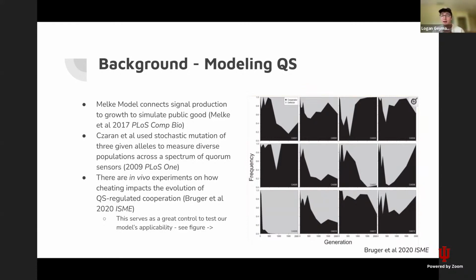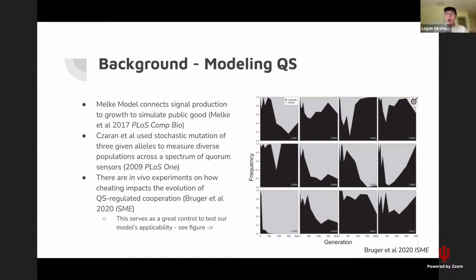And then the Sarzan et al. model used stochastic instead of fitness landscape-based mutation to look at how quorum sensing populations change over time in a given environment. And because their model worked really well for what they were looking at, we decided to adopt the same evolution scheme. So you'll notice in our architecture, we use a stochastic mutation switch rather than a fitness landscape.